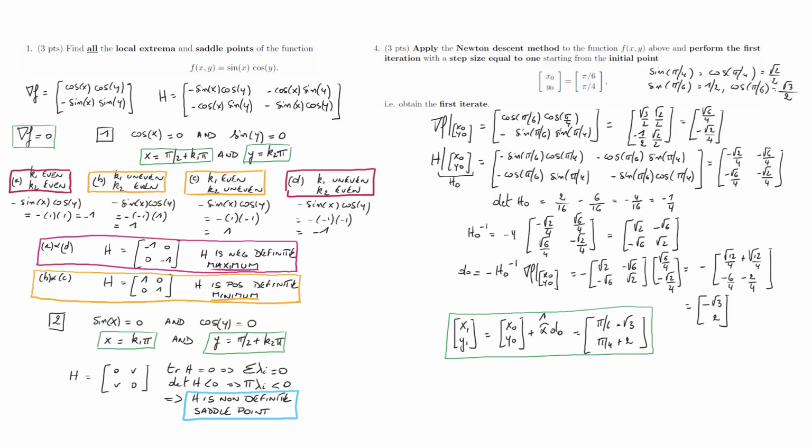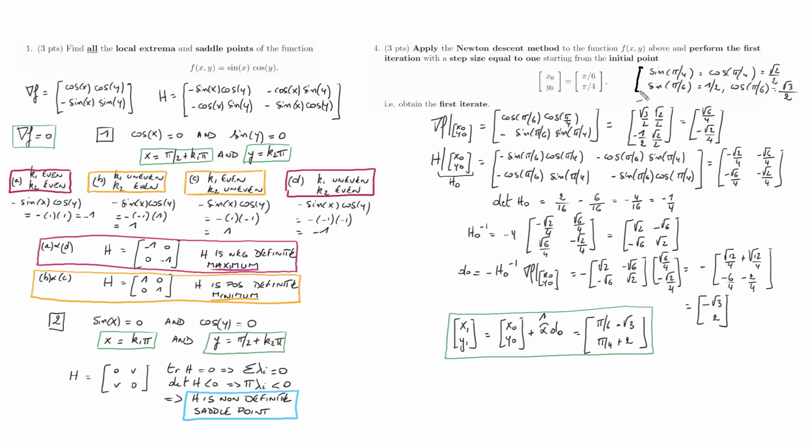So let us have a look at question 4. Here we have to apply Newton's descent method on the function that we've considered before, starting from this initial point over here. Newton's descent method uses the curvature of the function f, so we need the Hessian, right? So the first thing that we have to do is to evaluate both the gradient and the Hessian at the initial point, right? So this involves a few calculations, right?